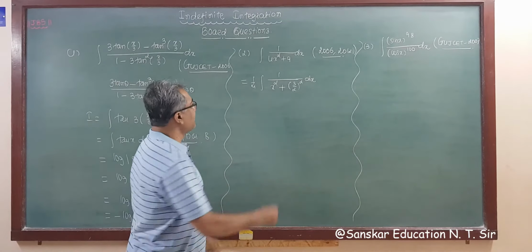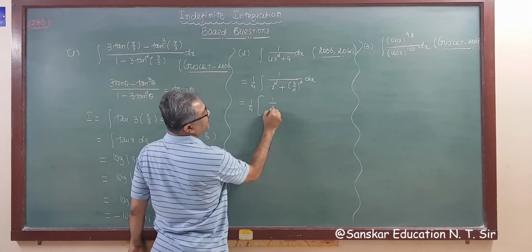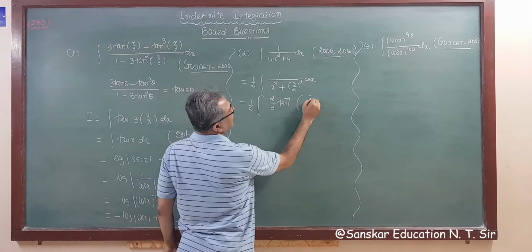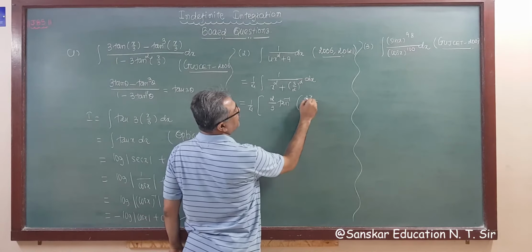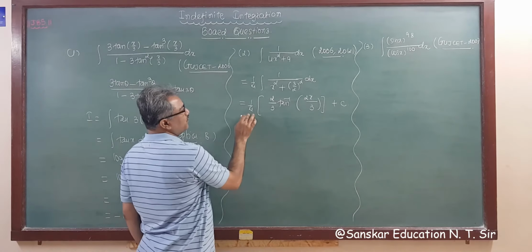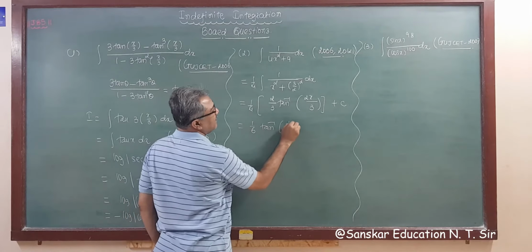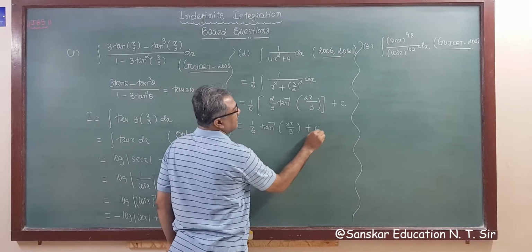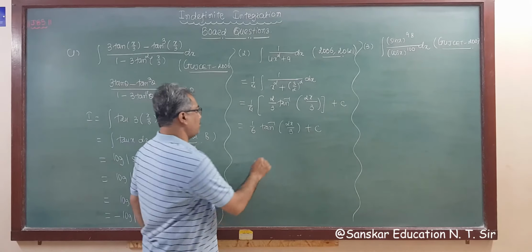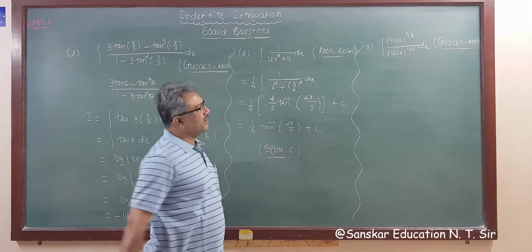The formula is tan inverse. So this is 1 upon 4, then 1 upon a, where a is 3 by 2, so 2 by 3, tan inverse of x upon a, that is x upon 3 by 2, plus c. This is your answer. So 1 upon 6 tan inverse of 2x by 3 plus c. So option C is your correct answer.